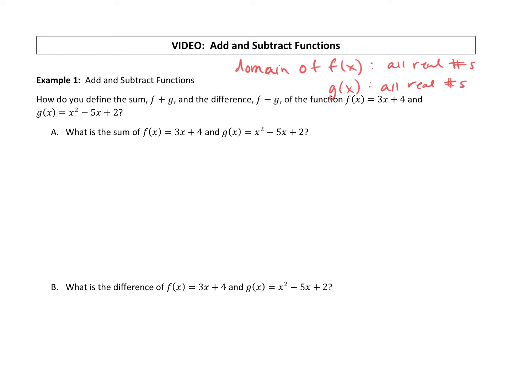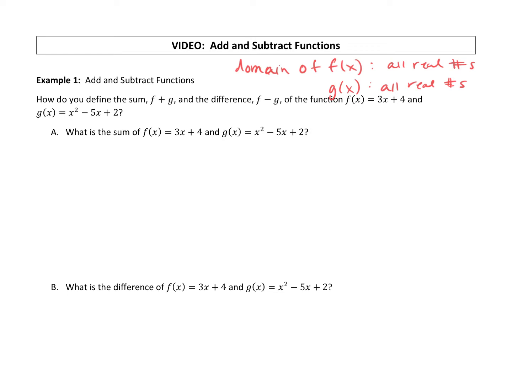Domain restrictions show up when we have x in the denominator of a fraction. We've seen that before. If you're square rooting a value that has the variable underneath the square root, that would have some domain restrictions. So those are some things that we'll just look out for.